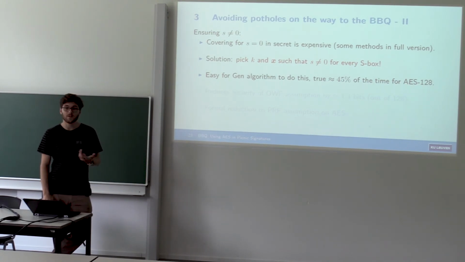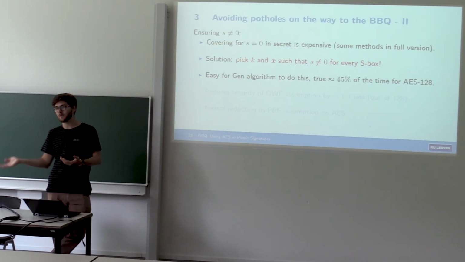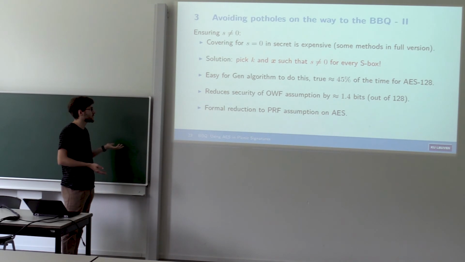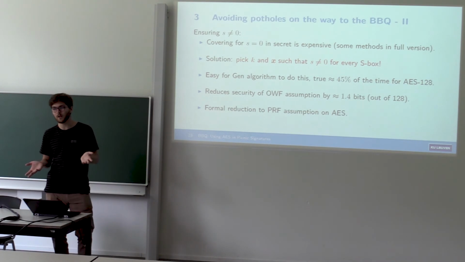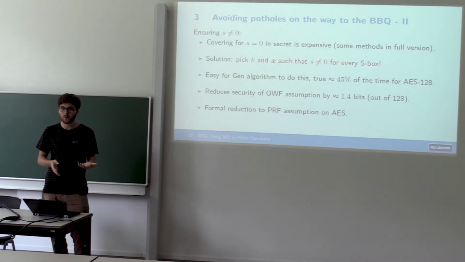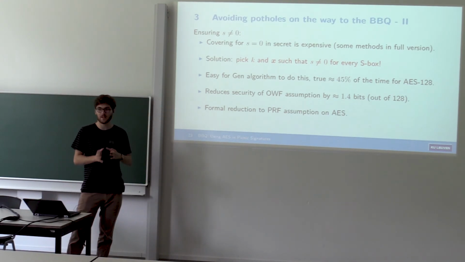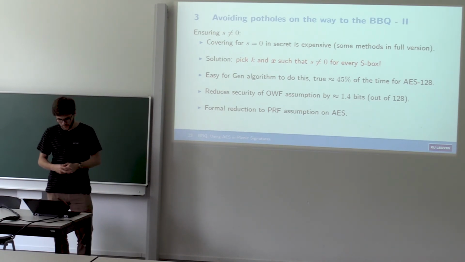It does reduce security a little bit, because remember, the problem is you're given X and Y, and you have to find the key that maps X to Y. And if you're told that there's no 0 input to any S-box in the process, that is information that you can potentially exploit. But we estimate that this only reduces the concrete security by about 1.4 bits out of 128, so you're not breaking the whole thing. And actually, we can still formally reduce it to the PRF assumption. Because there is a non-negligible proportion of keys that satisfy this, the reduction still holds, and we're good to go.